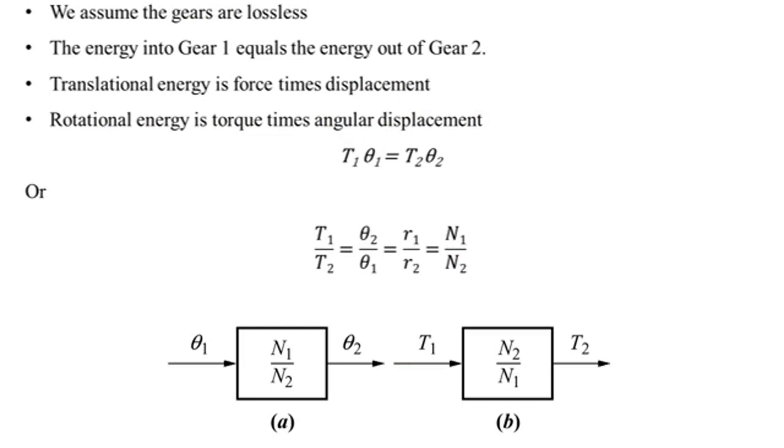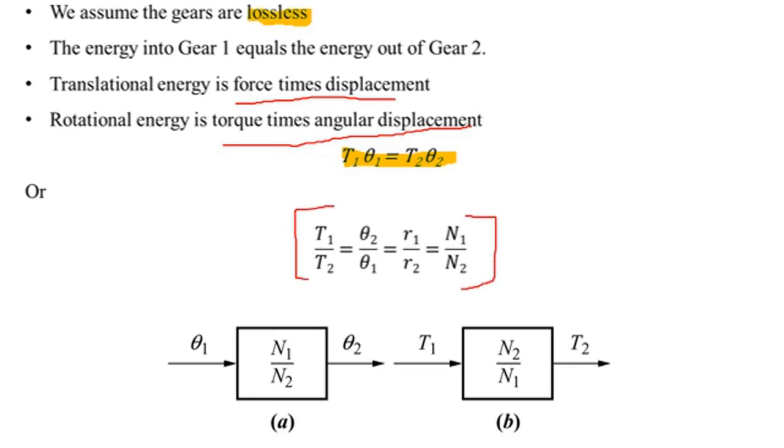Dear students, further we will assume that gears of the system are lossless, which means energy applied to gear 1 will be equally transferred to gear 2. The translational energy is force multiplied by displacement, whereas rotational energy is torque multiplied by angular displacement, and we obtain T1 theta 1 equals T2 theta 2 because gears are lossless and energy is completely transferred from input gear to output gear.